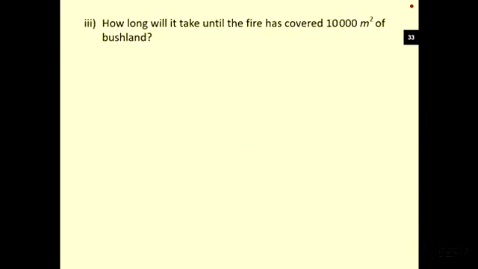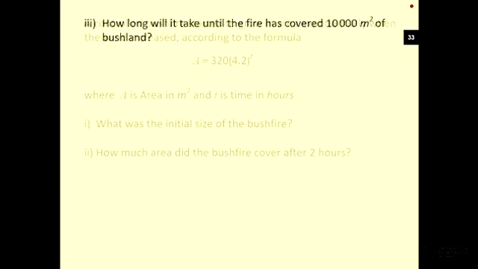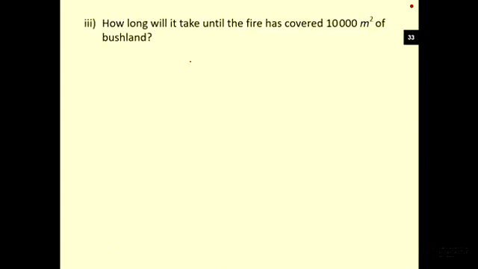How long will it take until the fire has covered 10,000 metres squared of bushland? Looking back at the formula, A equals 320 by 4.2 to the t. I should also say, the way I've written that, I hope that's not off-putting, there's no difference between those two things. In that one I put a times sign, in that one I put brackets. We know a number hard up against a bracket is times. You'll see it written both ways. The reason the brackets are there is just to make it clear the 320 and the 4.2 are different numbers. But it's still a times, same thing.